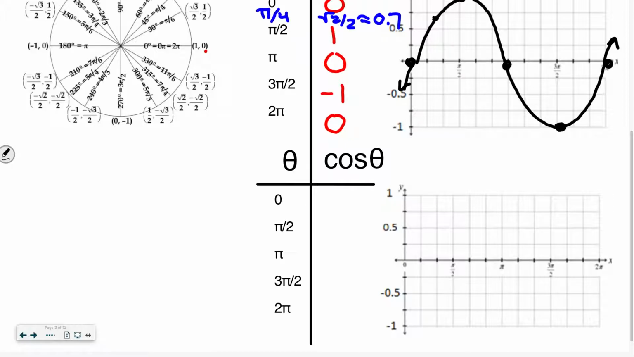I'm just doing the quadrantal angles here. You should be able to go around the unit circle and pick out their cosines. This time, instead of looking at the y coordinate, you'll look at the x coordinate. What do I get? 1, 0, negative 1, 0, 1.